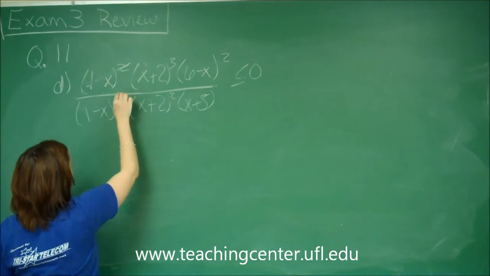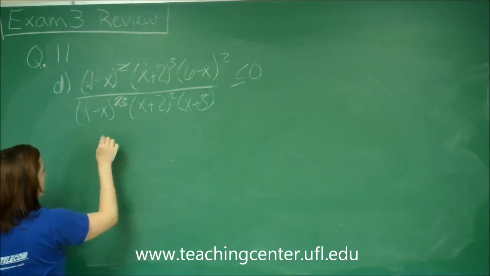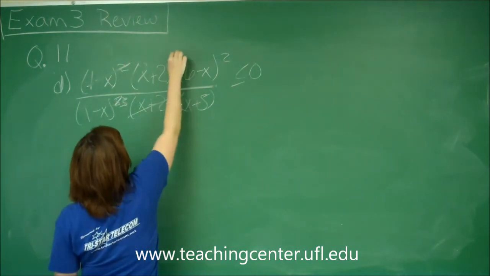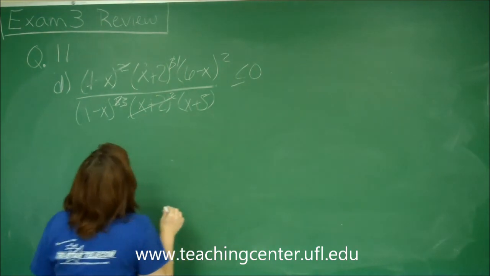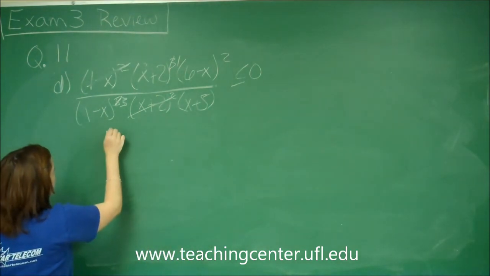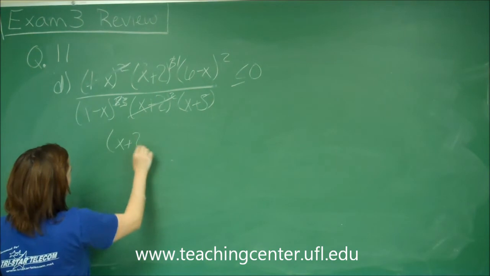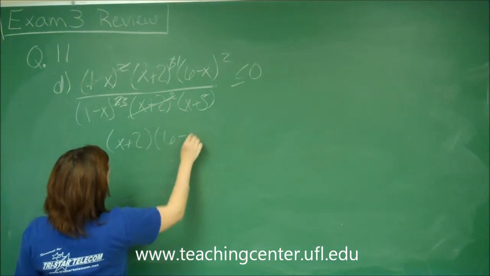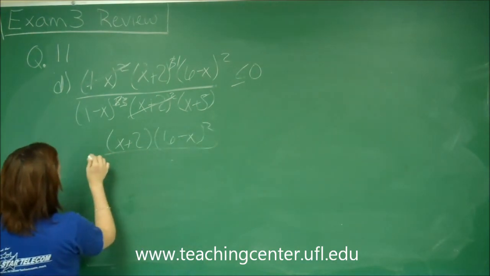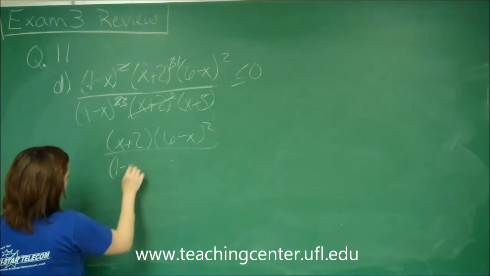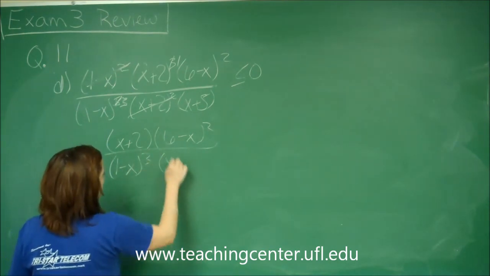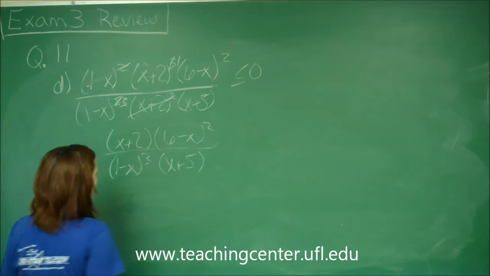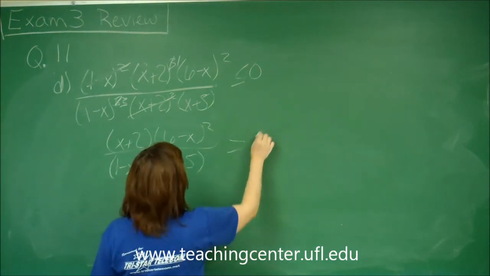So I know I can get that out of the top, and this is left with 3. And then get this out of the bottom, and this is left with 1. So our real function looks like x plus 2, 6 minus x quantity squared, all over 1 minus x cubed times x plus 5. All this has to be less than or equal to 0.